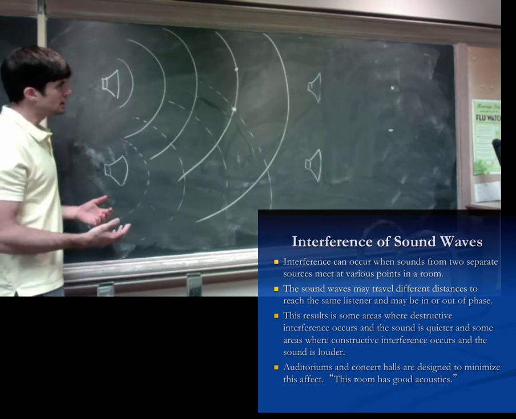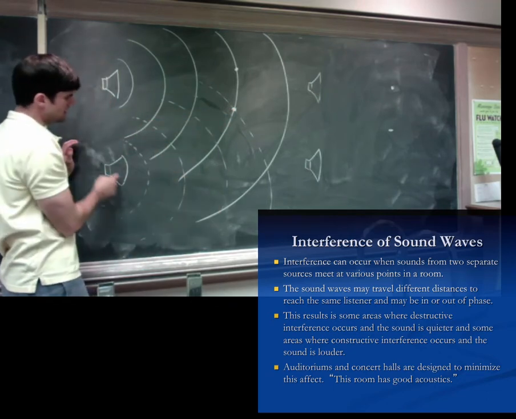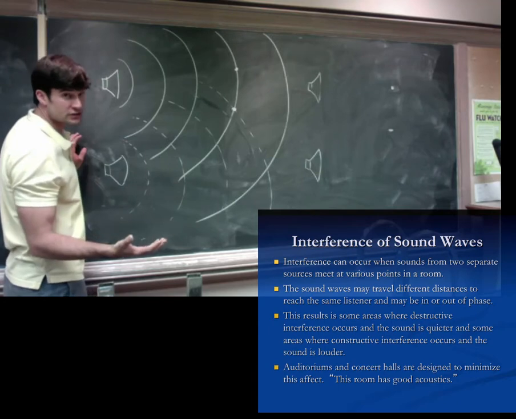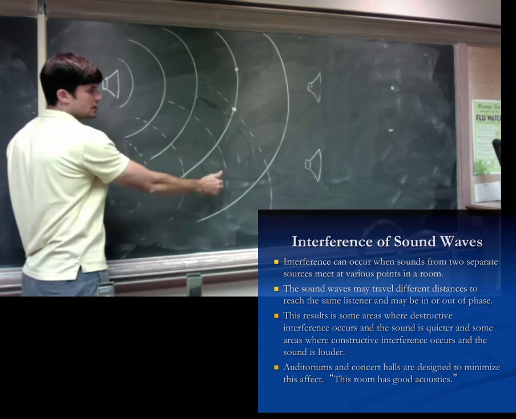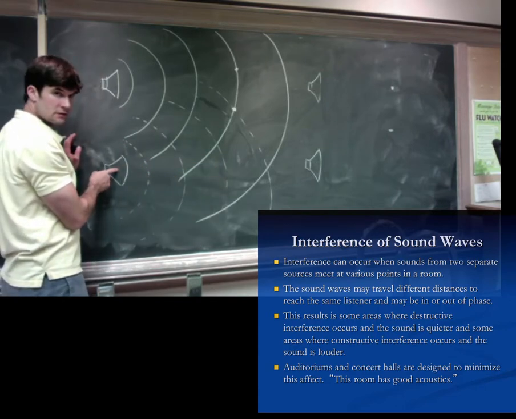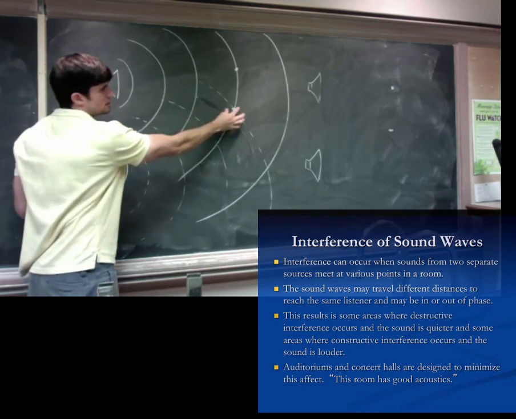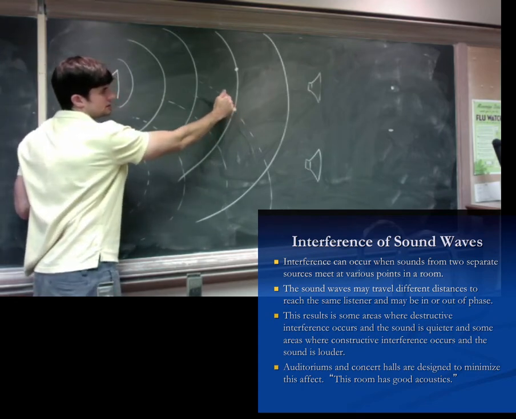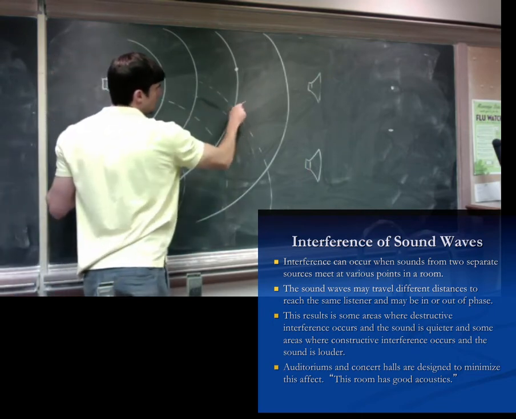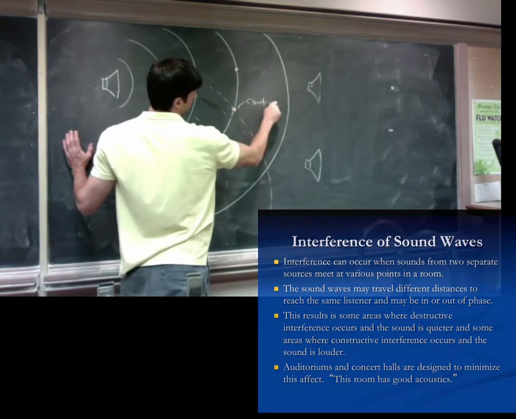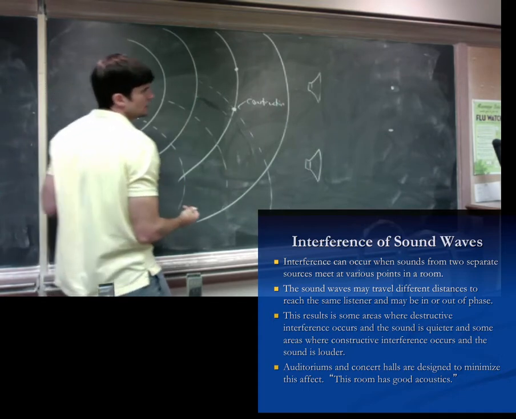These lines here represent the crests. I've drawn dotted lines to represent the crests, or actually compressions, since we're talking about sound waves, longitudinal waves. The dotted lines represent the compressions from this speaker. The solid lines represent the compressions from this speaker. So here, this point is receiving a crest from one source and a crest from the other. So right here, we have constructive interference. So somebody sitting there would hear a louder sound.